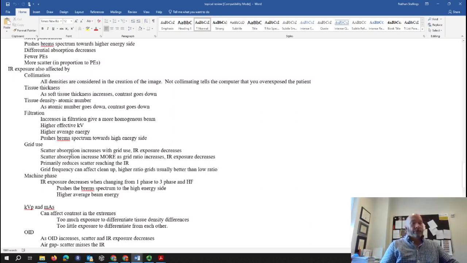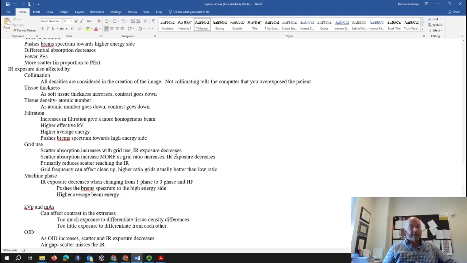So grid use. If you don't do anything with your technique and you add a grid, then what you're going to get is an absorption of scatter radiation. Some of the secondary beam that you want is going to be absorbed as well, but scatter radiation primarily. Scatter radiation lays down a layer of density, it's just unwanted density. So if you remove that, then it's going to show, and if you don't do anything with your technique, if you just lift that scatter off, it's going to show that you're underexposed patient. So if you use a grid and you don't compensate for the use of the grid, then your image receptor exposure is going to decrease.